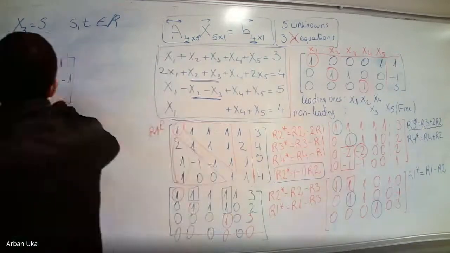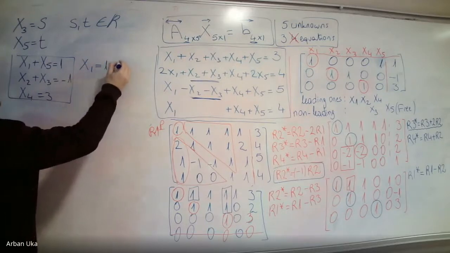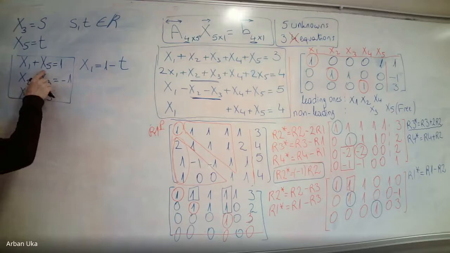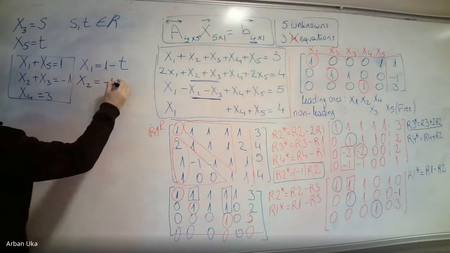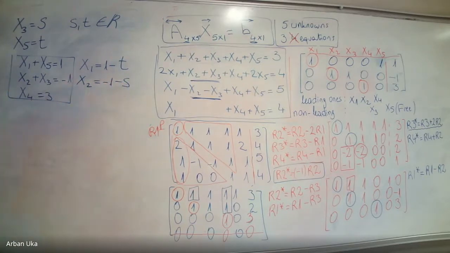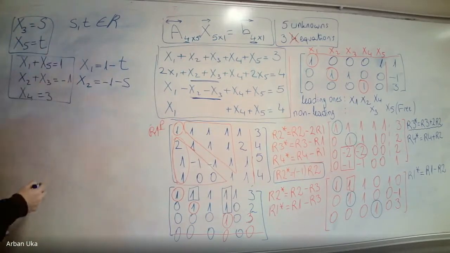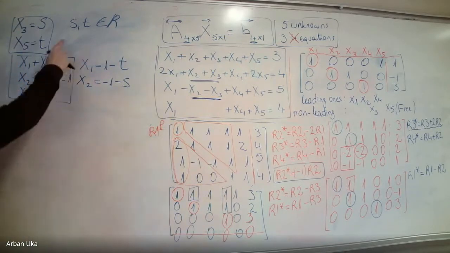So, if you allow me, we can write here x1 is equal to 1 minus t. Would you agree with this? Because x1 is 1 minus x5, right? x5 is t, so I get this. x2 is equal to minus 1 minus s. Would you agree with this? Yes or no? Yes, okay, because these are free variables and we wrote them as s and t. They are not constant, they are variable. They go from minus infinity to infinity.